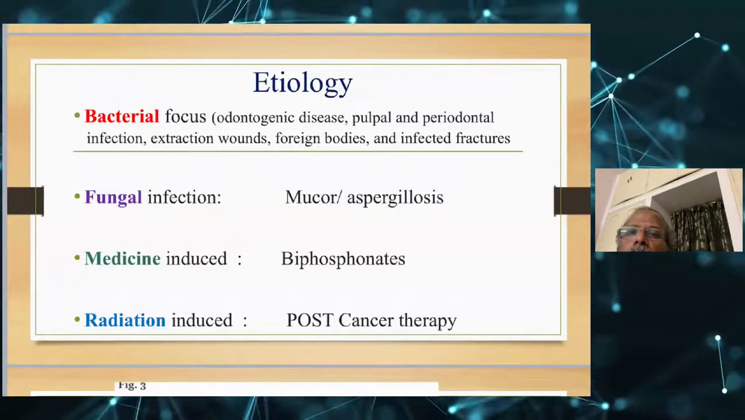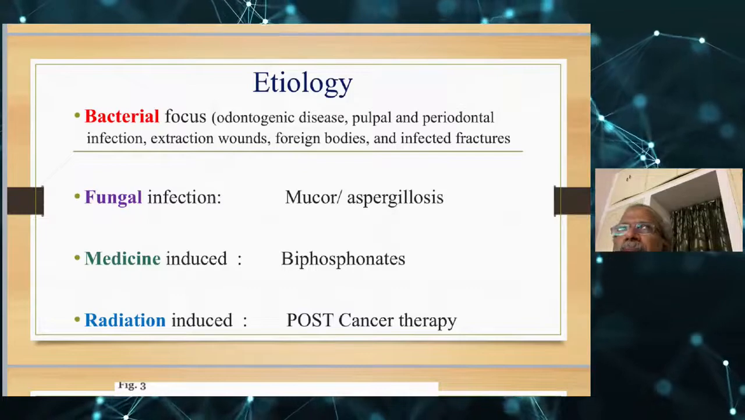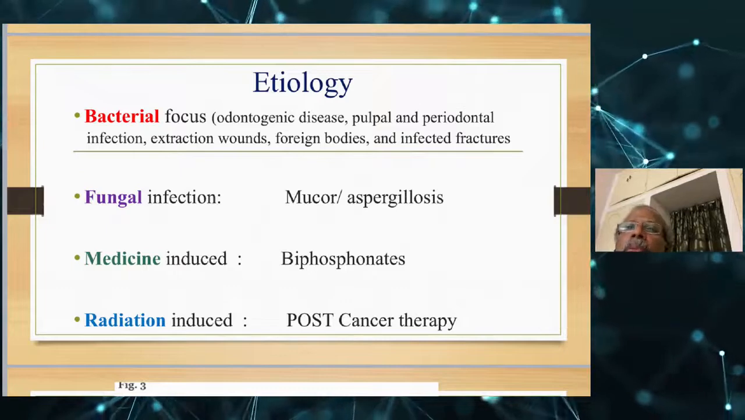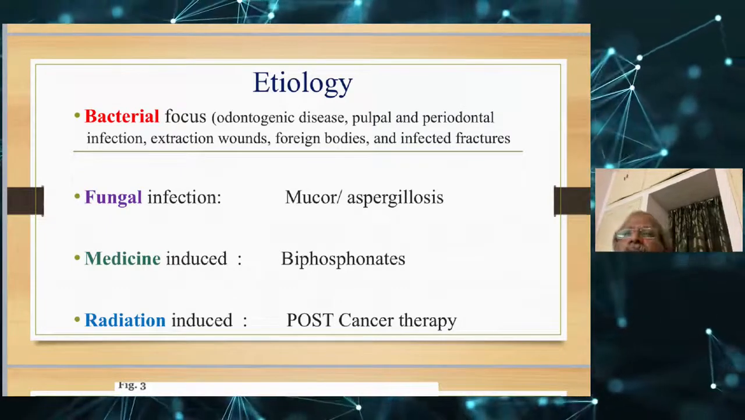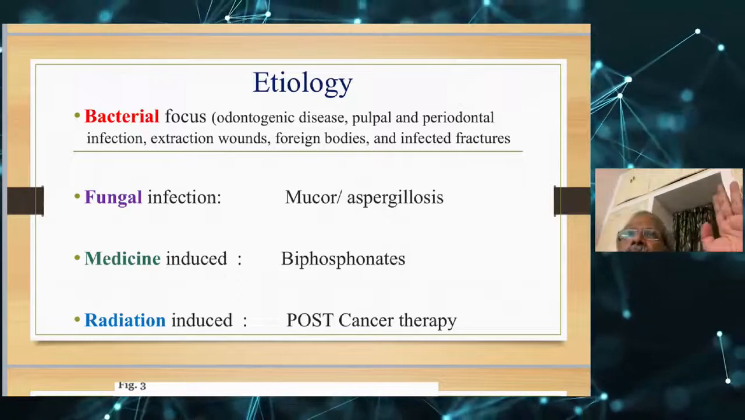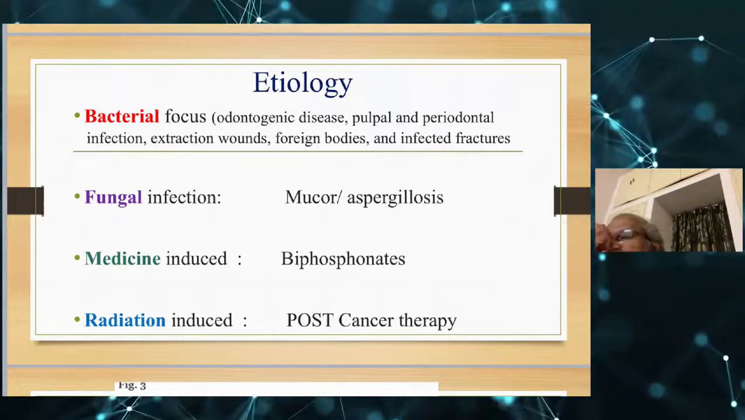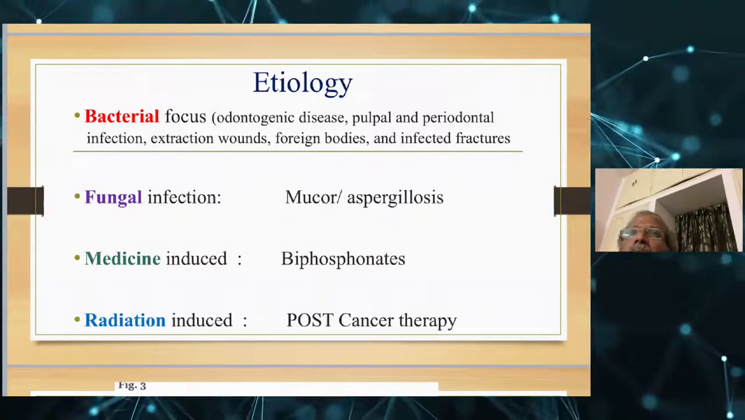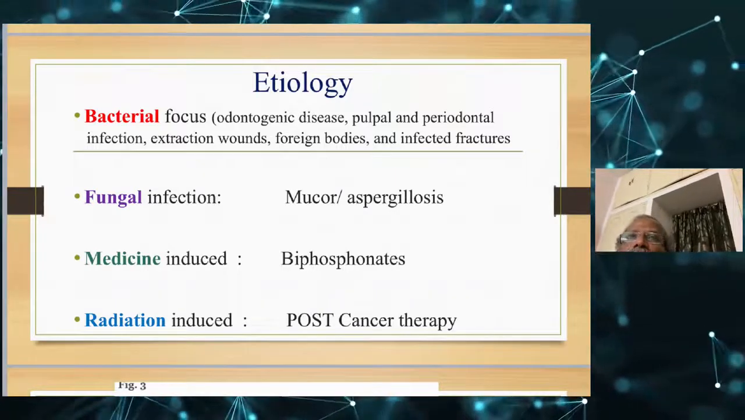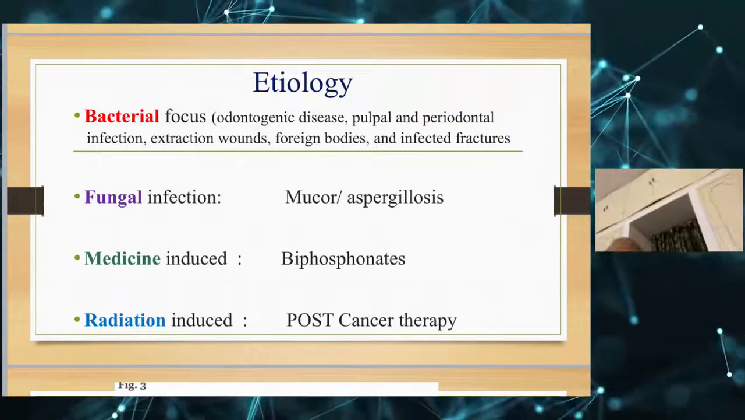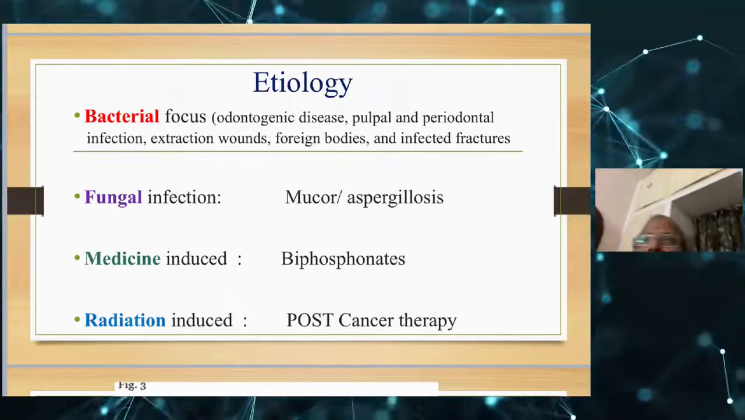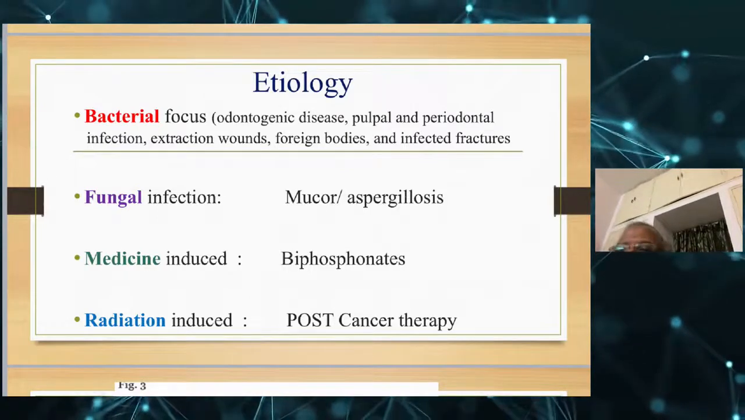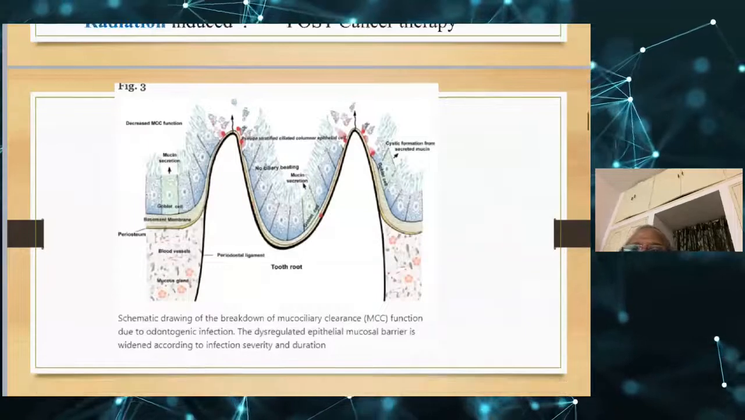When it comes to the etiology, we found that the maximum number of problems happen because of a bacterial focus. If I talk about 200 cases in the last 30 years, let us say 190, or 170 or 180, happened because of bacterial infection. Only in the COVID period, we saw 99% happening because of fungal infection. And sometimes bisphosphonates and radiation-induced problems also happened.